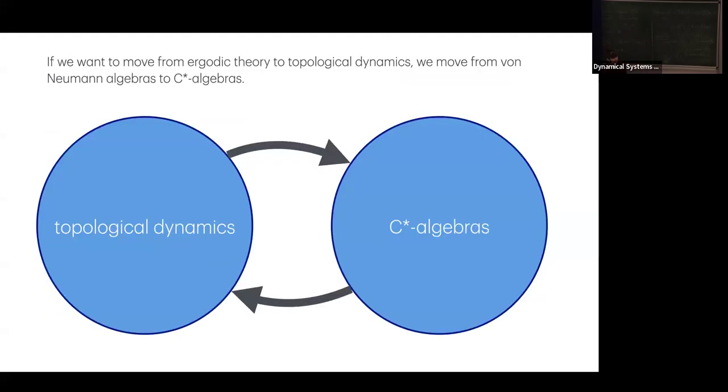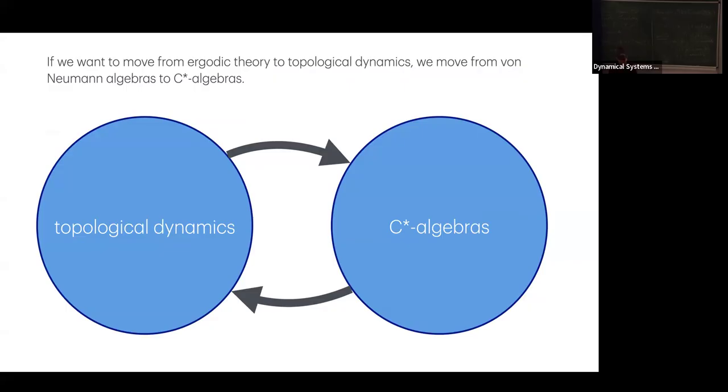All right, if we want to move now from ergodic theory to topological dynamics, we have to move from von Neumann algebras to C-star algebras. And C-star algebras are really going to be more of the focus of this talk. So I'm glad that we might learn about von Neumann algebras in the amenable course a little bit.